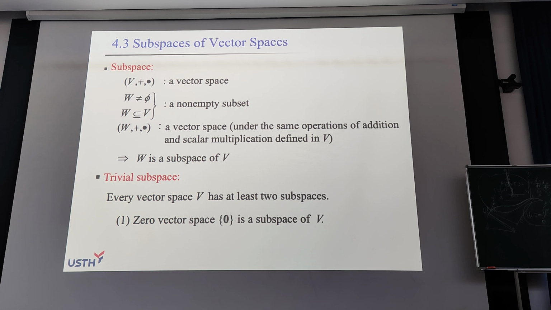We have another subspace. The other is exactly V, because here we require that W is contained inside V, but we allow, cho phép, W equal V. So in that case, it is again a vector space. So those two subspaces are named the trivial subspaces of V. That is the first example about subspaces.